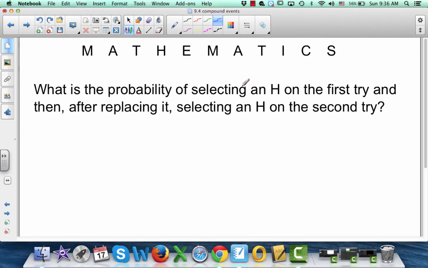What is the probability of selecting an H on the first try, and then after replacing it, selecting an H on the second try? Well, after replacing it tells you that it's what kind of event? Right, it's an independent event if you replace it. So the first time it's 1 out of 11. The second time it would be 1 out of 11. So that gives us 1 out of 121.